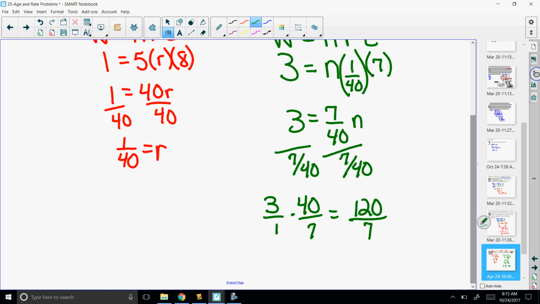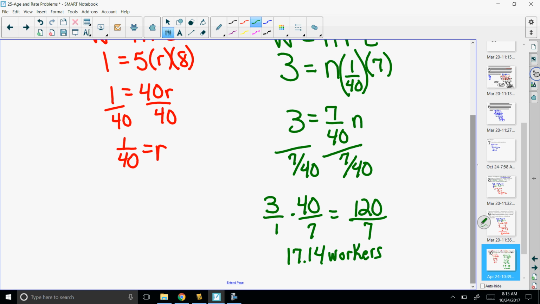You can't have parts of people, but that's not what the logistics are for this. They really don't care, obviously, that you can't have a part of a person, because that's actually 17.14 workers. We can't have a part of a person, so what would I probably say? 18 workers.